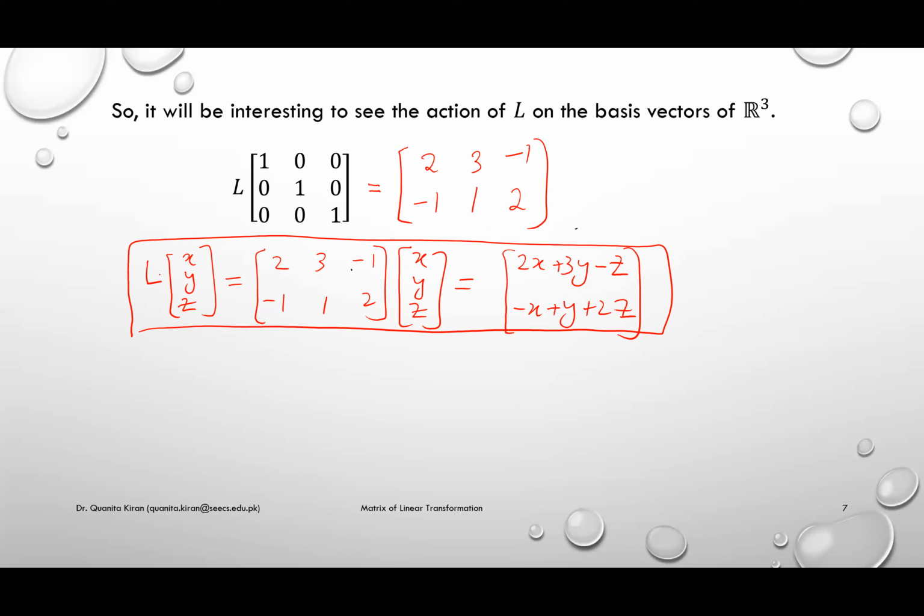And in the previously done problem, if we want the image of (-3, 4, 2), we simply put (-3, 4, 2) in this formula here, and we obtain the image of (-3, 4, 2) by using this general formula. So this is the direct problem: we have the action of L on the basis vectors and we determine the general formula of L.